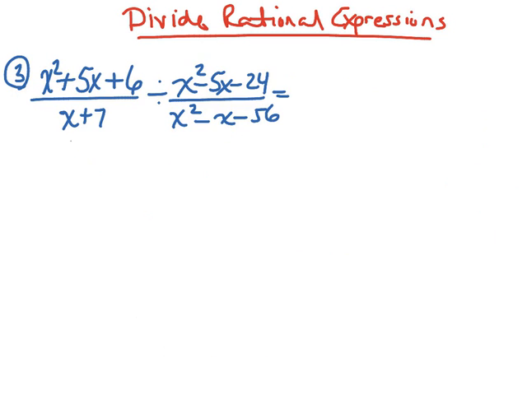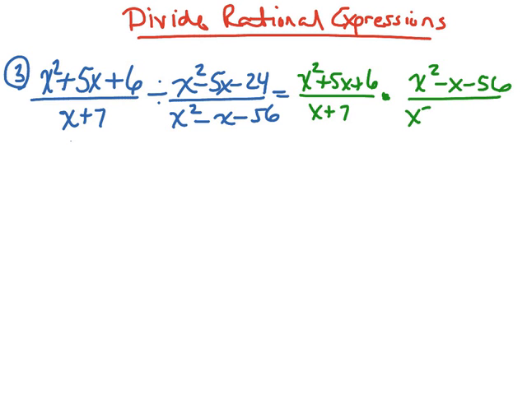Alright, last example we're going to look at. Just like I did with the other two examples, we're going to start off by rewriting this so that we can change the division to multiplication. And then we're going to take that second rational expression and flip it, or use its reciprocal. So the first one stays, x squared plus 5x plus 6 over x plus 7. We're going to change that division to multiplication. And we're going to take this second rational expression and flip it, or use its reciprocal, which is x squared minus x minus 56 over x squared minus 5x minus 24.